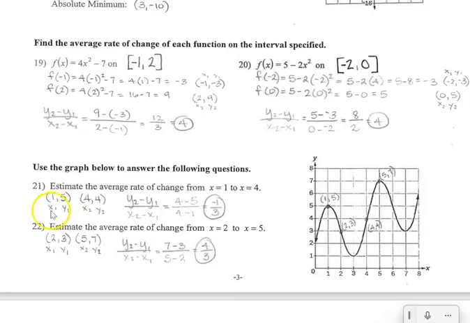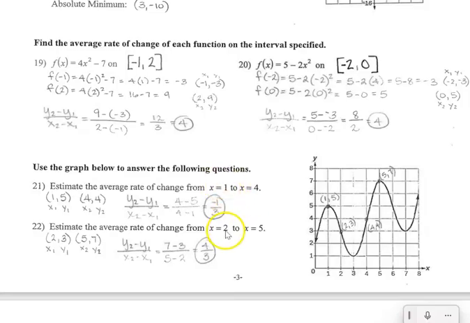So now I'm going to do the same thing. This is point 1, this is point 2. So I'm going to call this x1 and y1, x2 and y2. So now I can do y2 minus y1, 4 minus 5. And I can do x2 minus x1, so 4 minus 1. And that would give me -1/3 for my average rate of change.